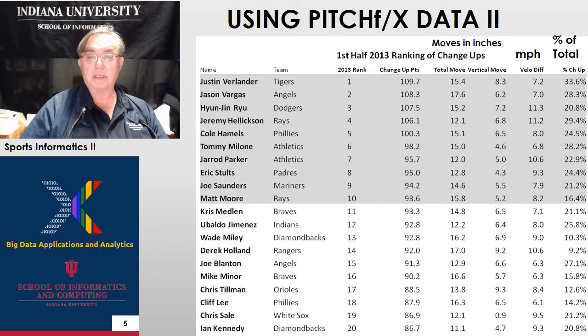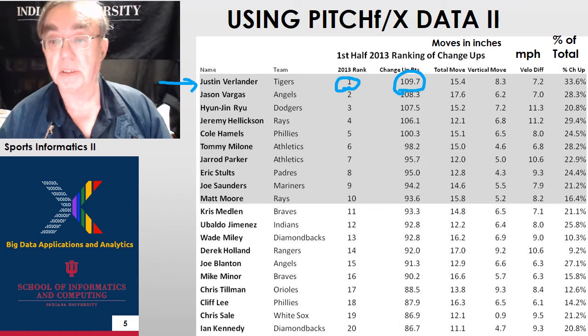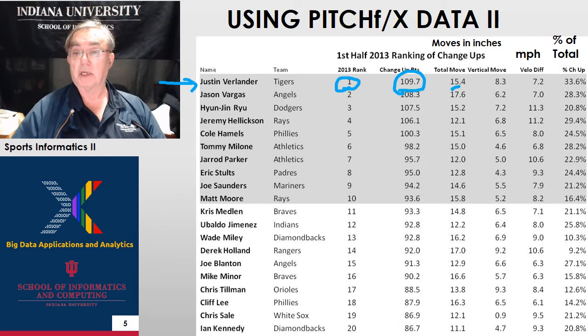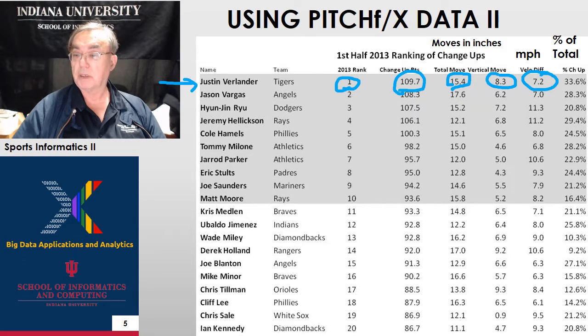So here is this nice chart from Vince. Here is Justin Verlander. He's the number one in most criteria for changeup. He's got 109.7 points, which I told you we didn't know how to calculate. He has a total move of 15.4 inches, vertically 8.3, and a 7.2 miles per hour velocity difference. And he throws it 33% of the time, or 33.6. Here is Jason Vargas. He didn't get quite as many points. He actually has more movement.